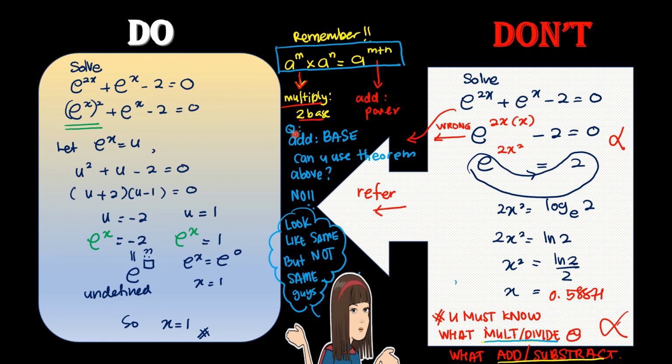So let's look at the question. Okay, your question is add base. Add base. Can you use the theorem above? No, you can see here. Your question add base, but the theorem is add for power. Okay, you look at it, it is the same, but it's not the same, guys. Okay, so you must remember this one. Multiply involving 2 base, add only for the power, not base. Okay.